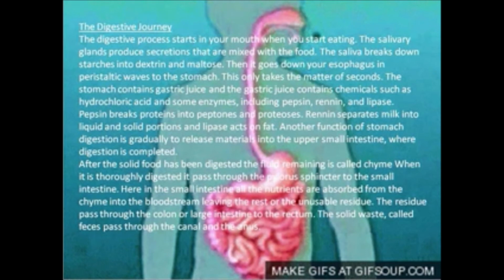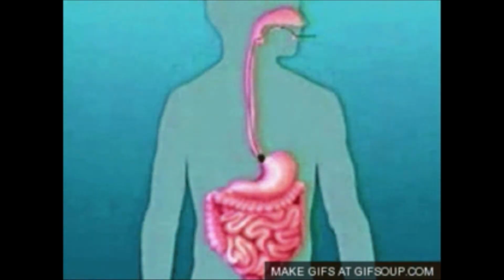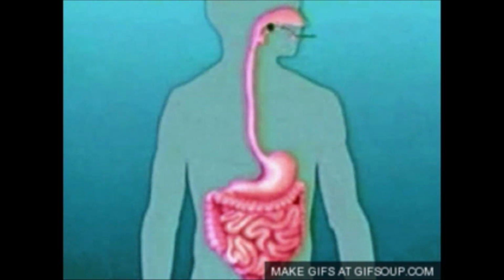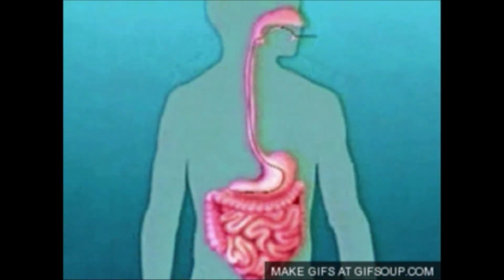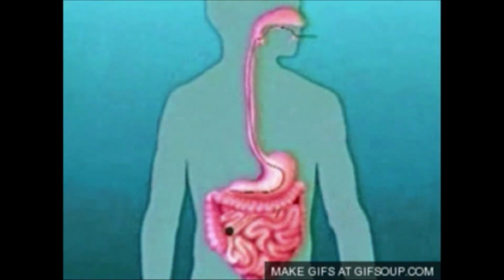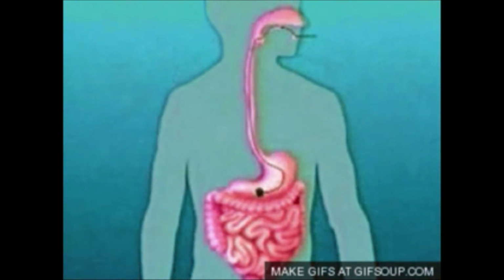The digestive journey. The digestive process starts in your mouth when you start eating. The salivary glands produce secretions that are mixed with the food. The saliva breaks down starches into dextrin and maltose. Then it goes down your esophagus in peristaltic waves to the stomach. This only takes a matter of seconds.